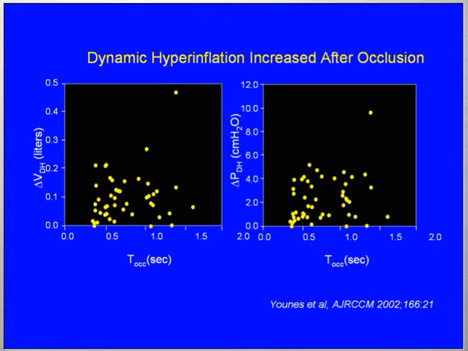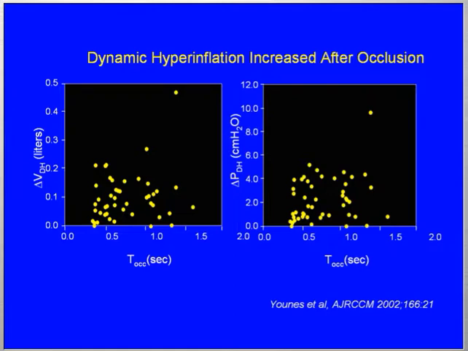So this is a slide which I just put up here to show that when Younes and colleagues induced these occlusions, the duration of the occlusion is shown on the x-axis, and the dynamic hyperinflation is shown on the y-axis. The main idea of this graph is to show that all of these values are positive. It goes from 0 onwards, and there are only about 3 or 4 patients down there who are staying stuck at the x-axis. In other words, all of them developed dynamic hyperinflation.